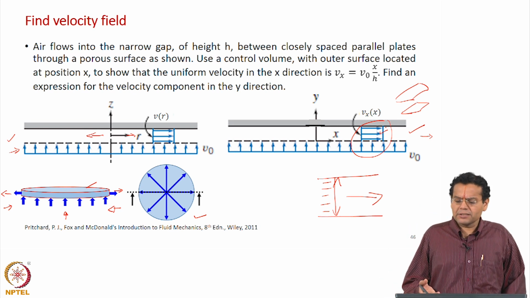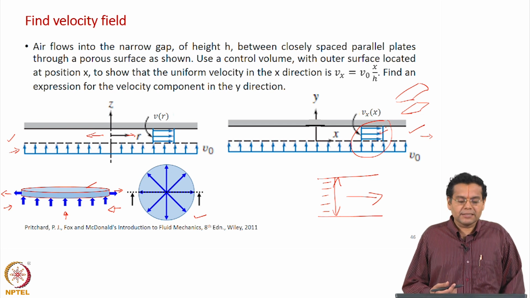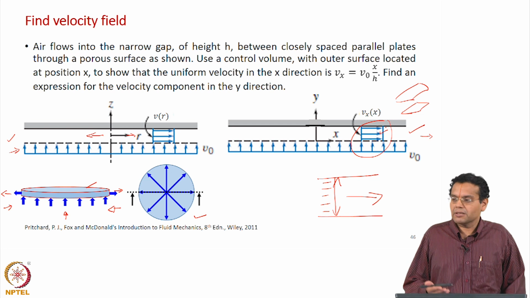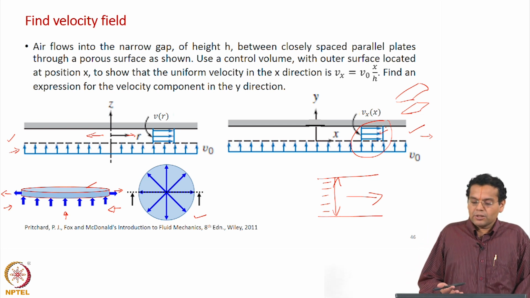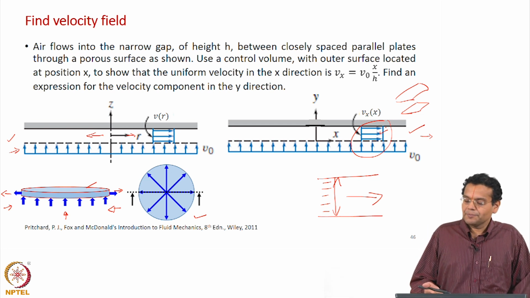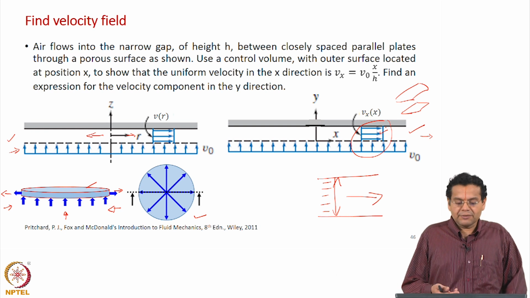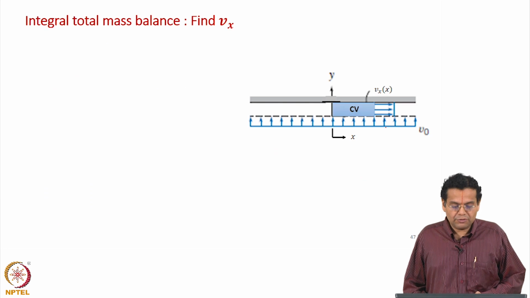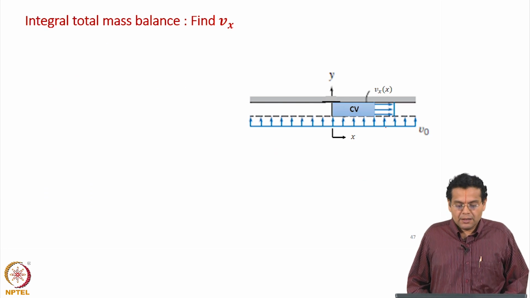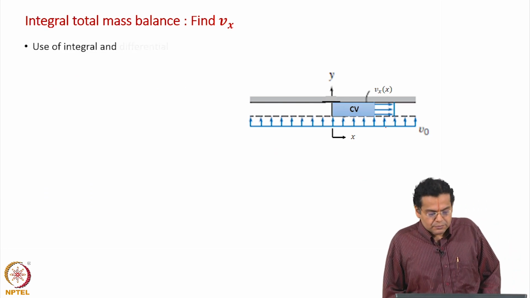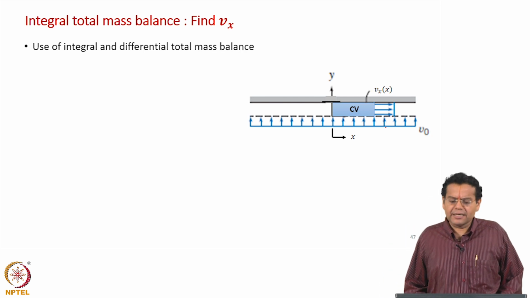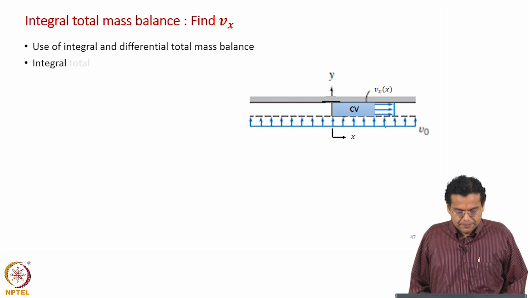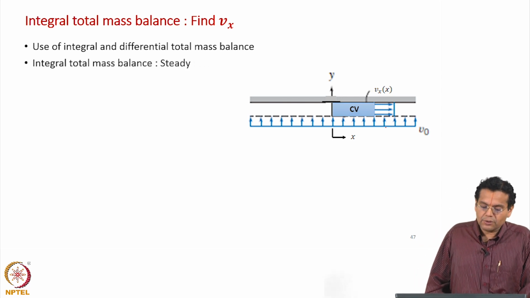Once we get one velocity component, as we have seen in the previous example, we can get the other velocity component also. So, find an expression for the velocity component in the y direction. For the first, we use integral balance to get V x. For the second, we use the differential balance. So that way this example nicely combines both forms of the balance equation. Now, use of integral and differential total mass balance is the object of this example. So, let us write the integral total mass balance equation.